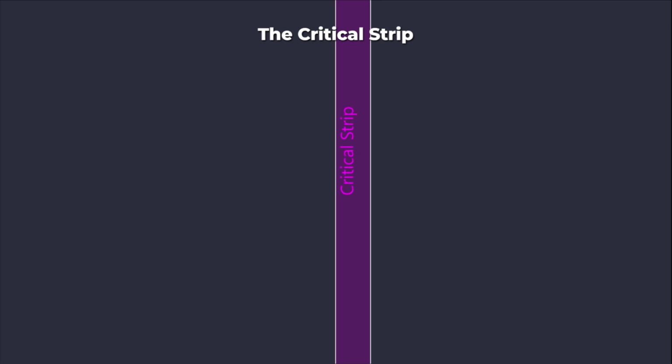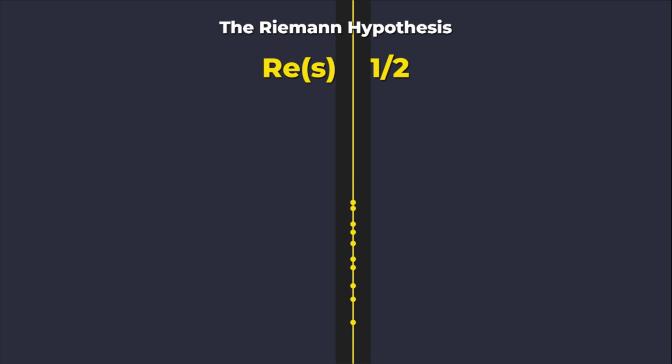The remaining area, the critical strip, is defined by complex numbers s, where the real part is strictly between 0 and 1. This strip is where the non-trivial zeros reside, and their precise locations dictate the accuracy of prime number approximations. The Riemann hypothesis asserts that all non-trivial zeros of the Riemann zeta function lie exactly on the critical line. This critical line is defined by the equation where the real part of s equals 1/2.